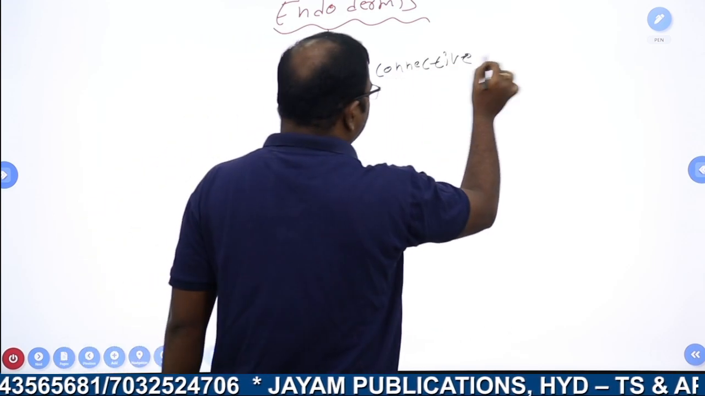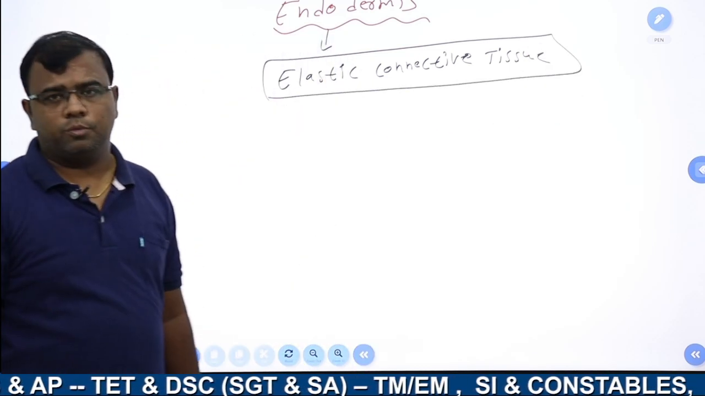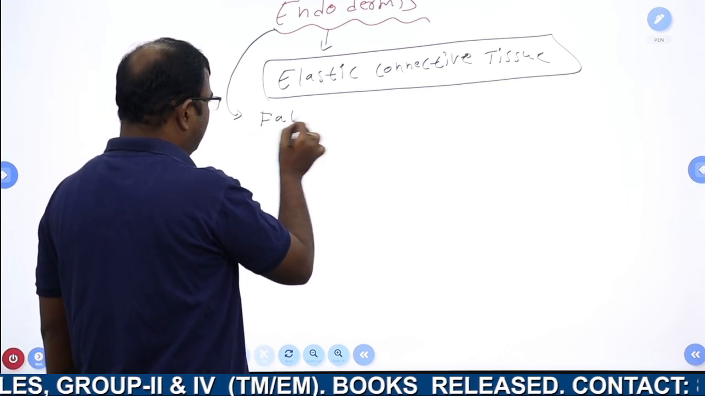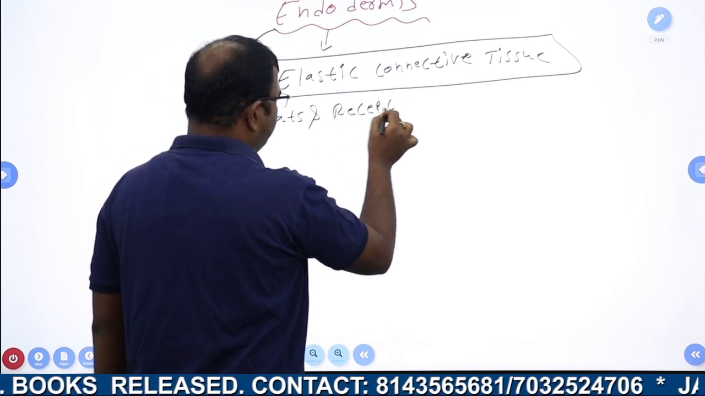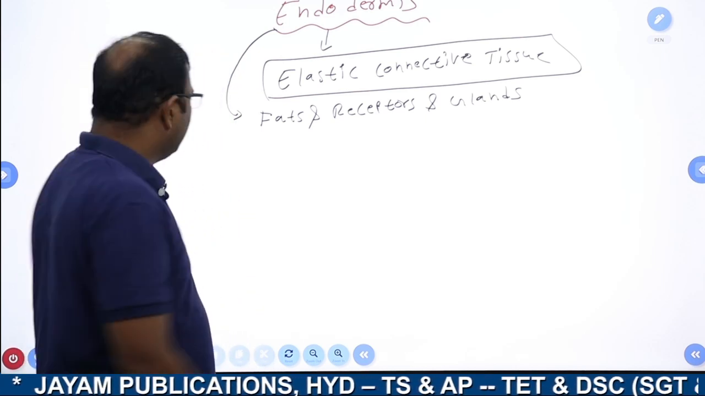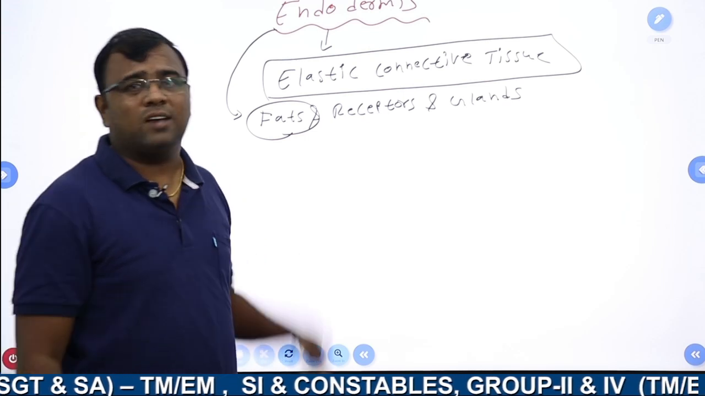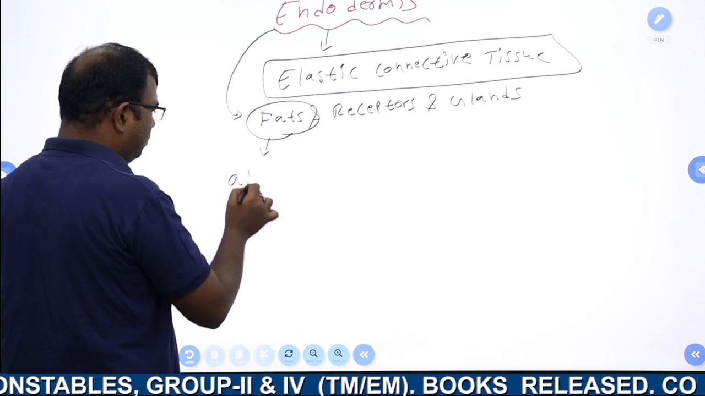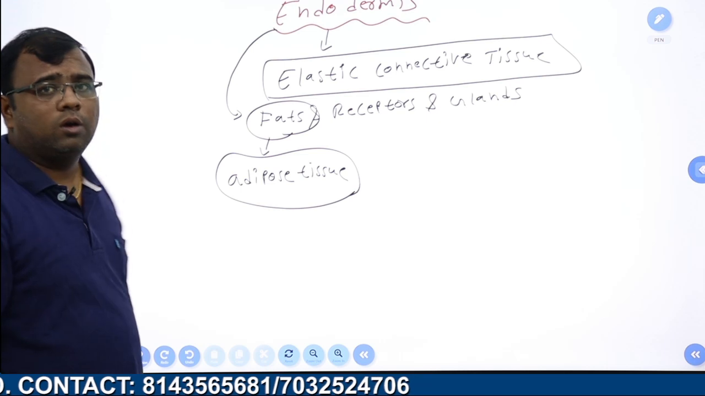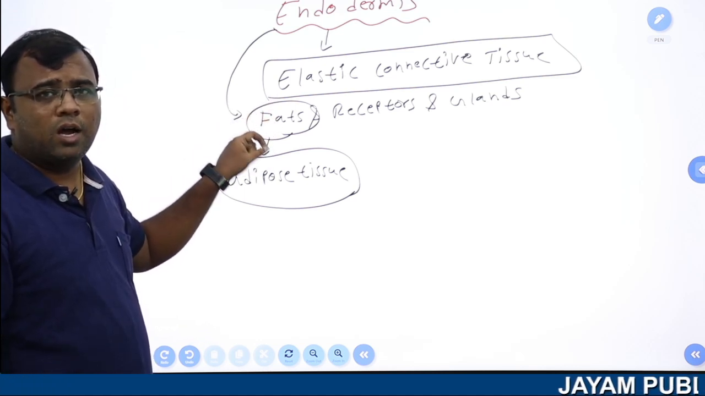The endodermis has fats, receptors and glands also. The fats are stored in adipose tissue.